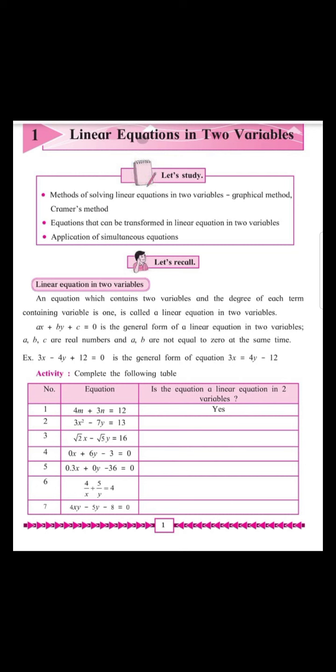Okay, I will explain it. An equation which contains two variables. What is meant by variables? Variables means whose value changes. Variables in Marathi we will say chalopad. X, Y, A, B, C, D, M, N, all these are variables whose values can be changed.